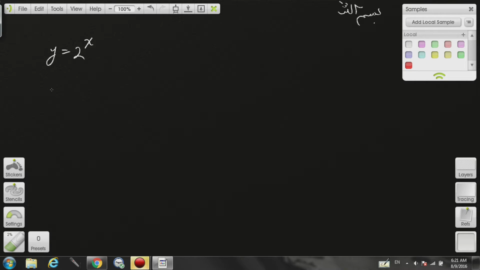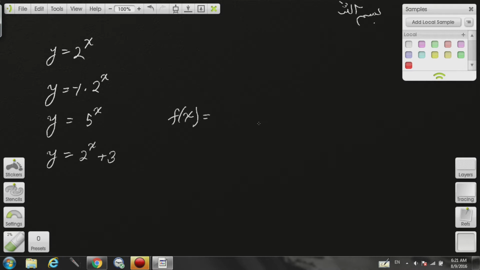This is the parent graph, and we have explored this graph, and then we have explored something like this, and we have explored 2 to the x plus 3. And then, as a summary, we've stated previously that you can write the general equation of exponential functions like this, okay? y equals b times a to the quantity x minus vx, plus vy. Let me just put this in parentheses.